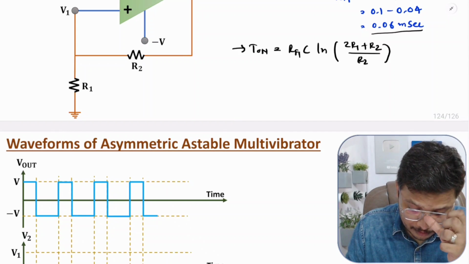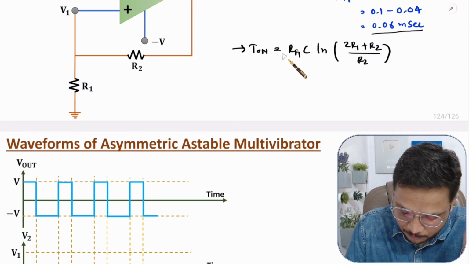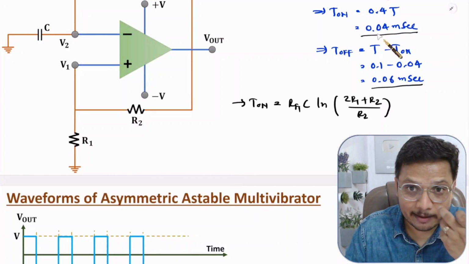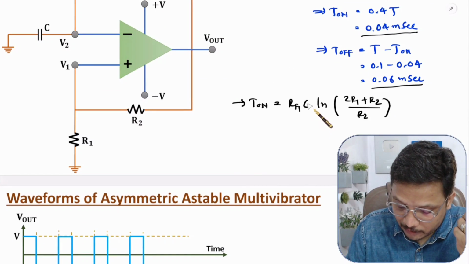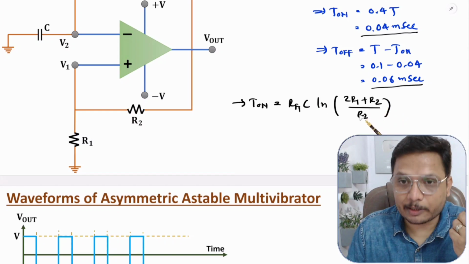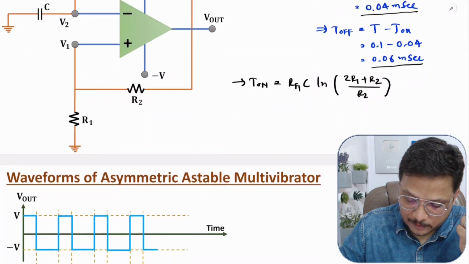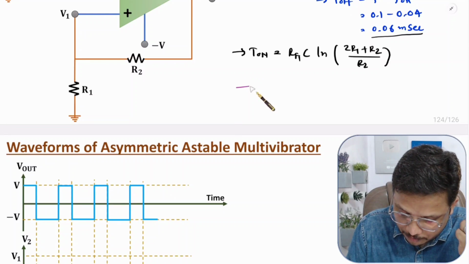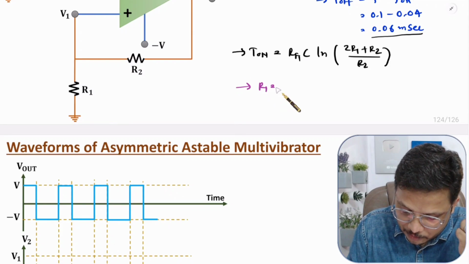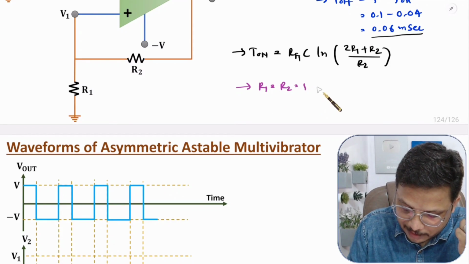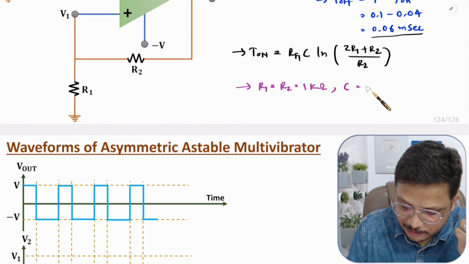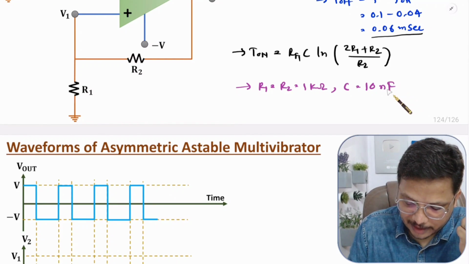So here, see, first of all, you need to assume few values. We have T on, right? You need to assume values of C, R1 and R2, right? So if you assume value of C, R1 and R2, let us assume R1 is equals to R2 and that is equals to 1 kilo ohm, right? And let us assume value of C that is equals to 10 nanofarad.